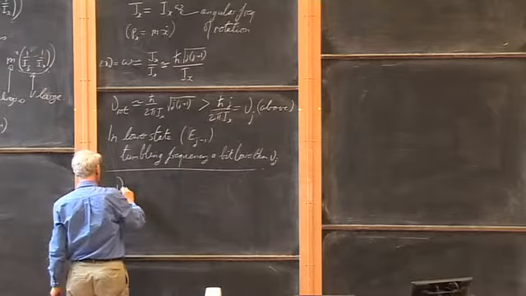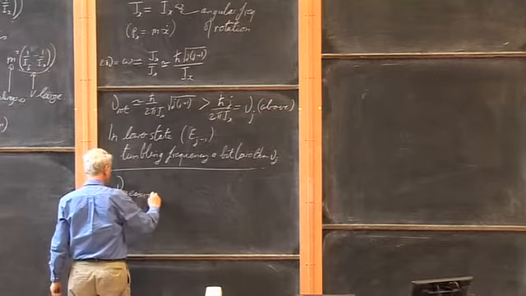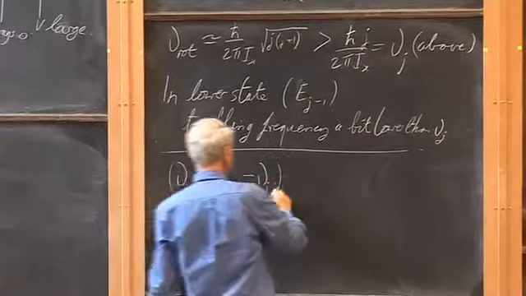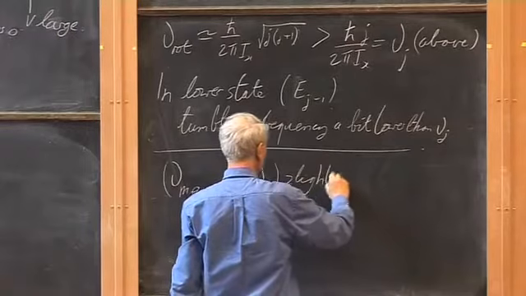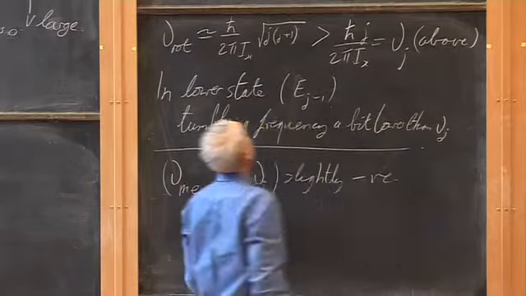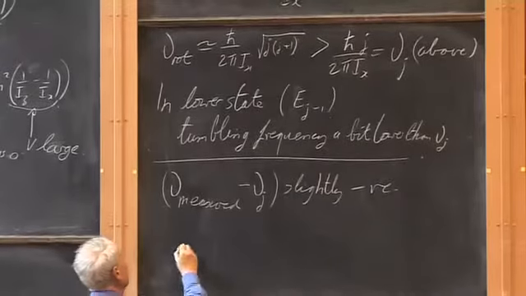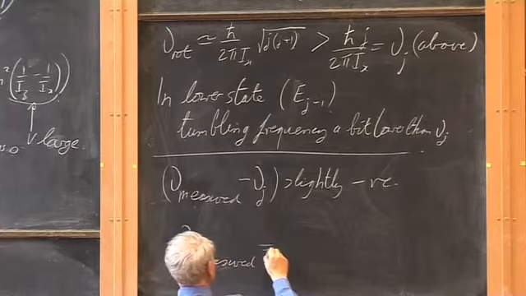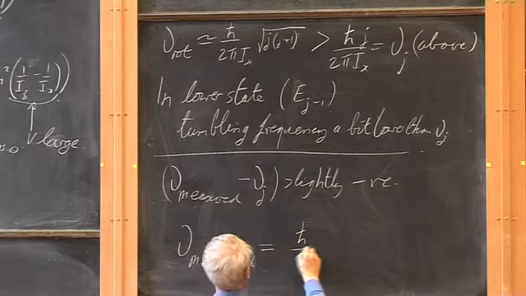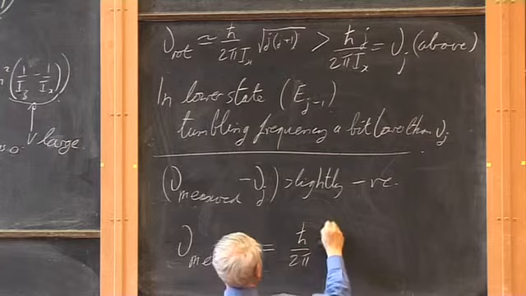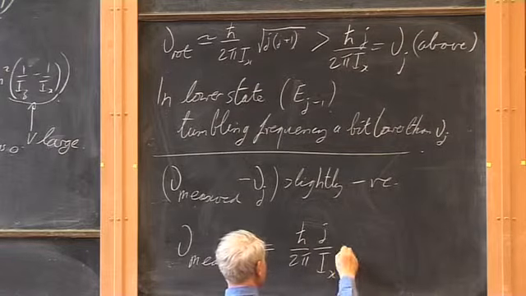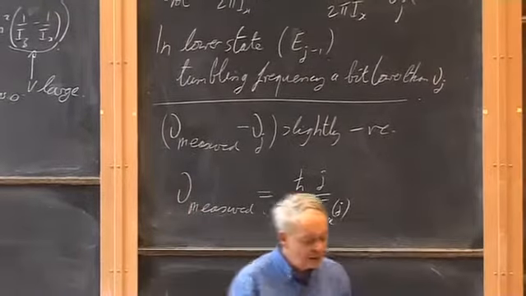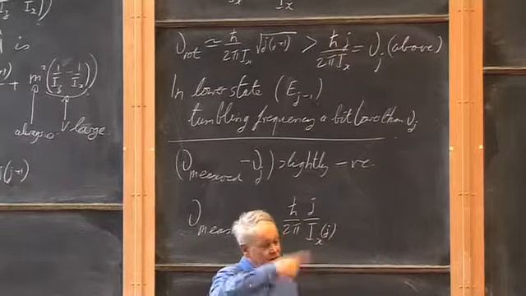okay, so nu measured minus nu j is slightly negative, if you like. And that's because nu measured is equal to, well, this is what you would think classically, h bar over 2 pi times j over I, which itself is a function of j, right? As you make this molecule, you're firing in circularly polarized photons and making this molecule spin faster and faster end over end.